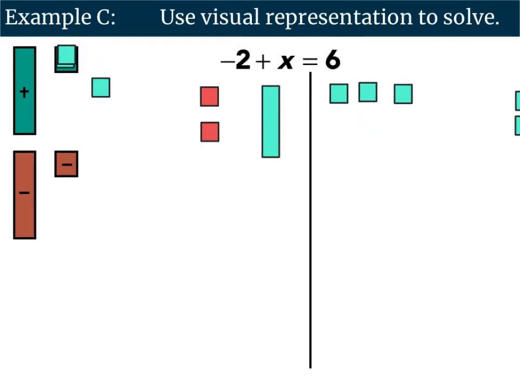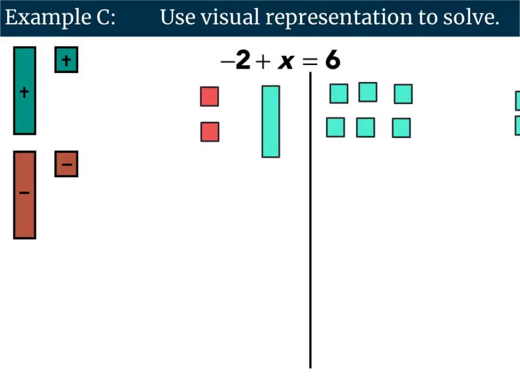So now I've got to figure out how to get my x by itself. And since I'm trying to get my x by itself, I've got to get rid of that negative 2. So I've got to figure out what is the opposite of negative 2. What is the thing that I could do to get rid of that? And the opposite of negative 2, because there are different blocks on each side. I've got red blocks on the left, I've got green blocks on the right, so I know they can't cancel each other out, or I can't just take away from both, so I am going to have to cancel out.